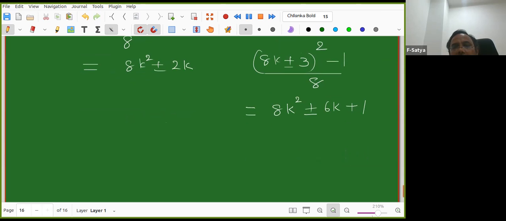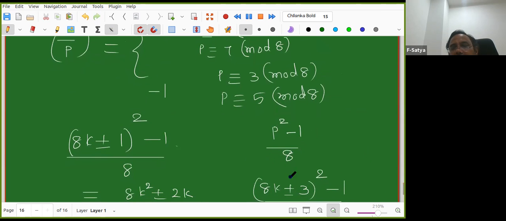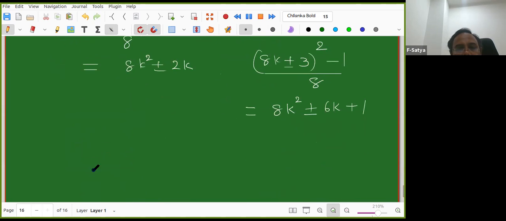Now, can you see that if it is of the form 8k plus 5 or 8k plus 3, then p square minus 1 by 8 becomes odd. If it is of the form 8k plus 1 or 8k plus 7, then p square minus 1 by 8 becomes even. So now one single way to write 2 by p equal to, now can you help me somebody?